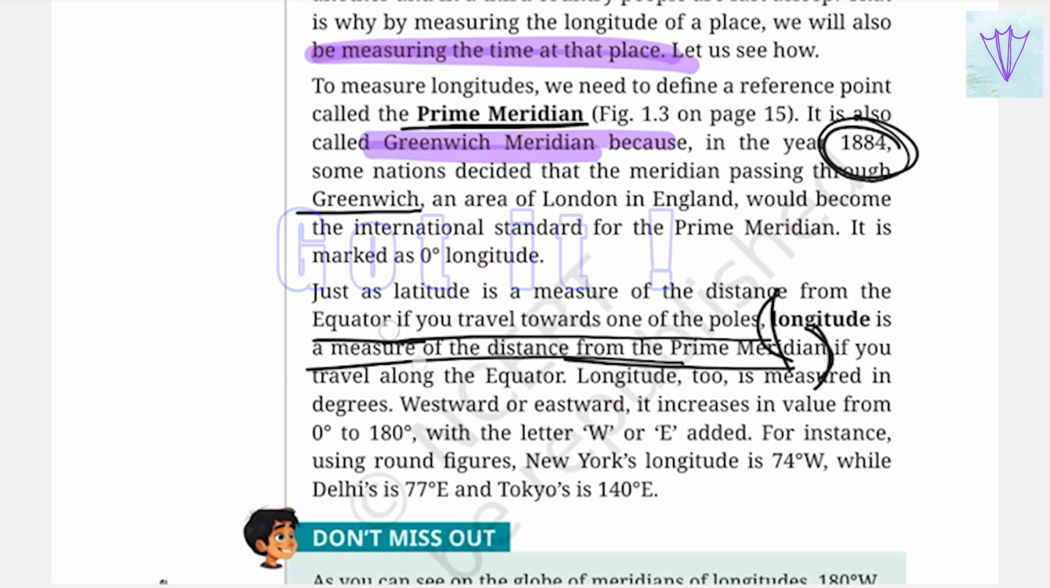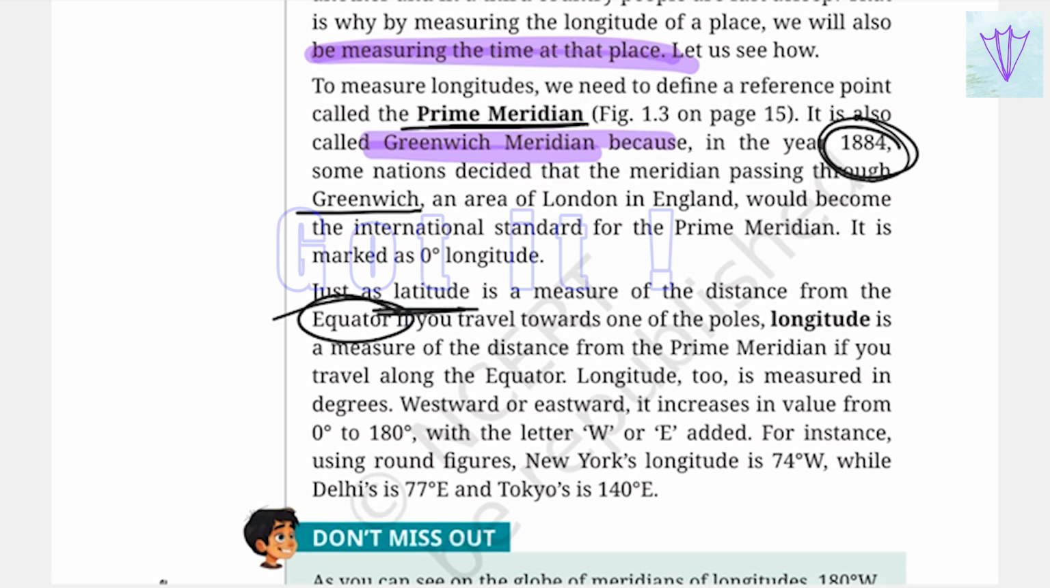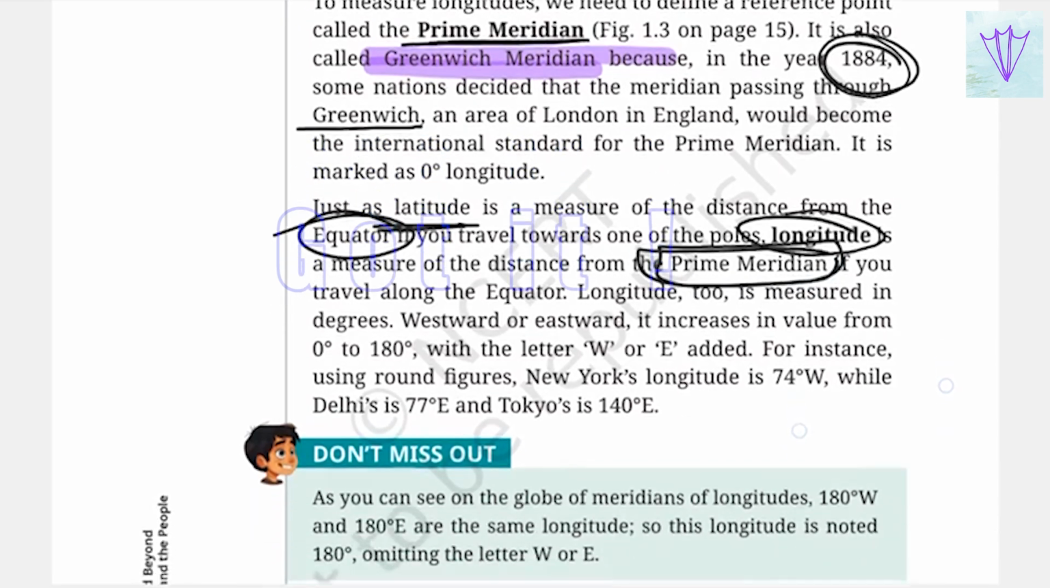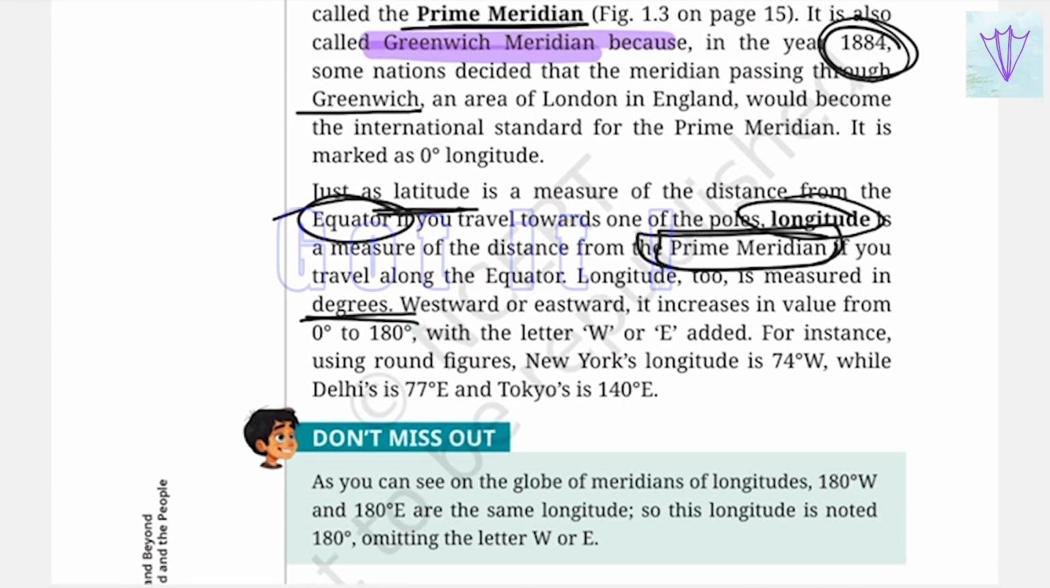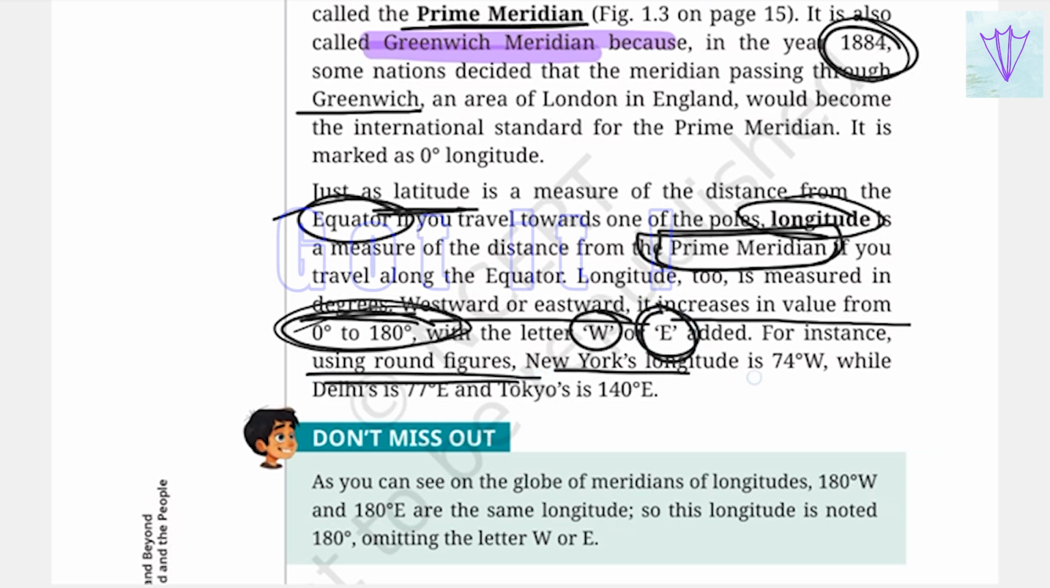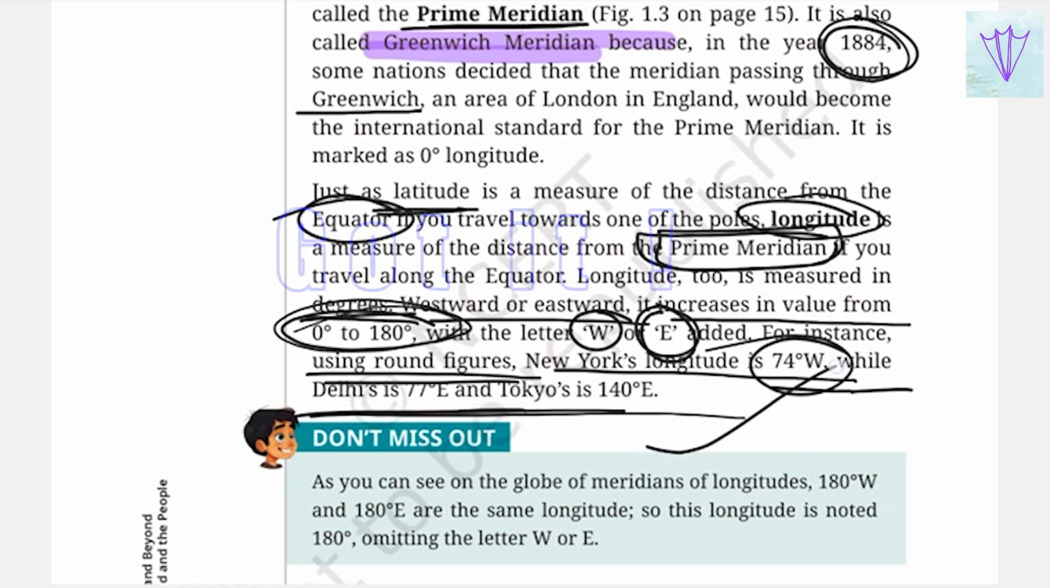It is important to note that the latitude is with respect to the equator, while longitude is with respect to the prime meridian. And longitude too is measured in degrees. Westward or eastward, it increases in value from 0 degrees to 180 degrees, with the letter W or E added. So for instance, using round figures, New York's longitude is 74 degrees W, while that of Tokyo or any other place can be represented with either W or E.